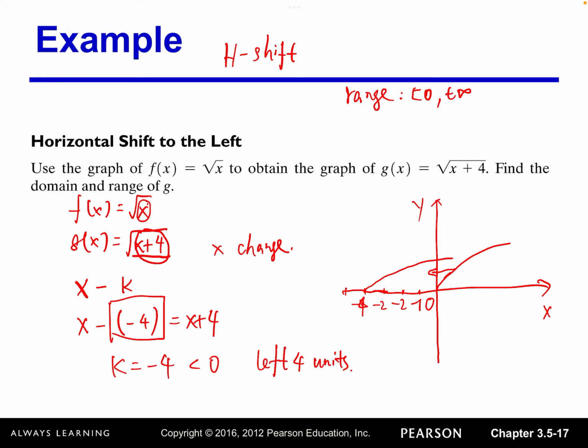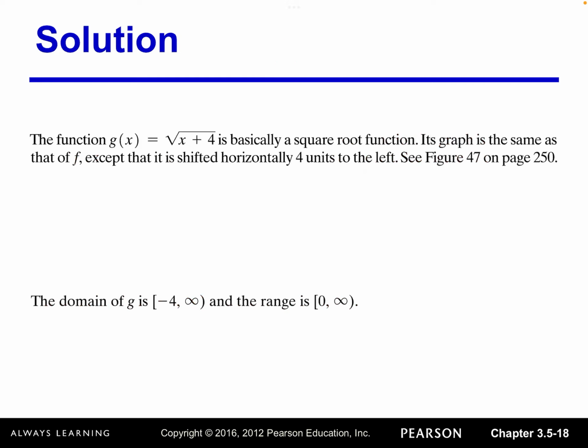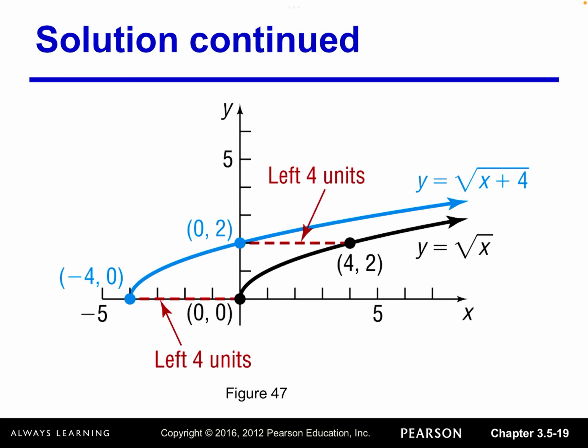So that will be 0 to positive infinity. And then the domain changes, right? x changes. So the original is 0, shifting to the left-hand side 4 units. That will be negative 4 to positive infinity. That's the domain. So let's look at the book graph. Black color, that's the original square root function. The blue color is after horizontally shifting to the left-hand side 4 units. If you want to check point to point, you can find each one. x shifts to the left-hand side 4 units, y remains the same. All right, so that's the horizontal shift.